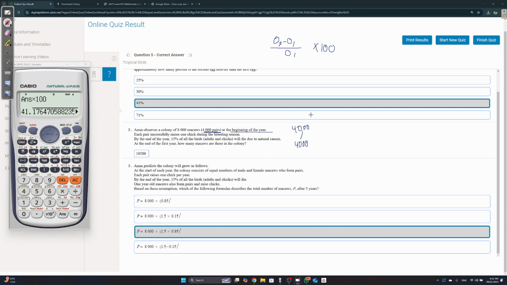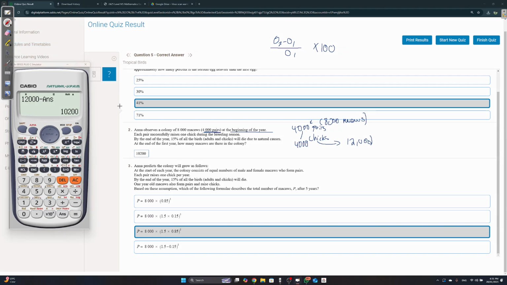So you have 4,000 pairs, right? That means 8,000 macaws, right? 4,000 pairs raise 4,000 chicks. So now I'm left with how many? 12,000. Then they said 15% will die. So what's 15% of 12,000? 0.15 times 12,000, that's 1,800. So 12,000 minus 1,800, that's 10,200.